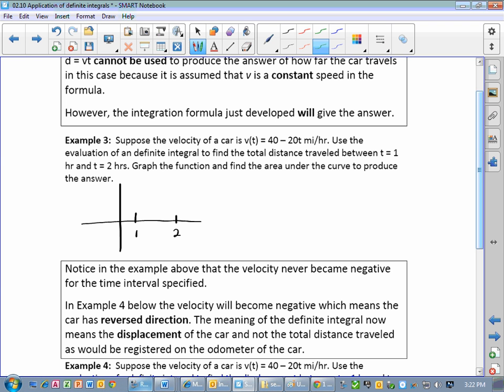It's just a linear function. And so we know it's a straight line, so all we really need are endpoints. Right, so we don't need to plug in a whole bunch of numbers. We need to plug in 1, we need to plug in 2. So when we plug in 1, what are we going to get?